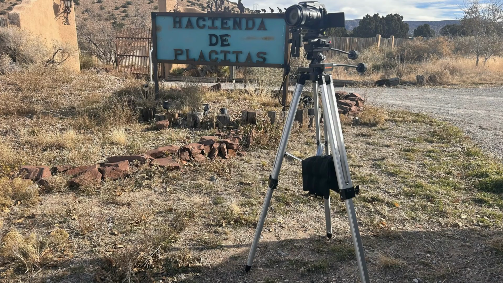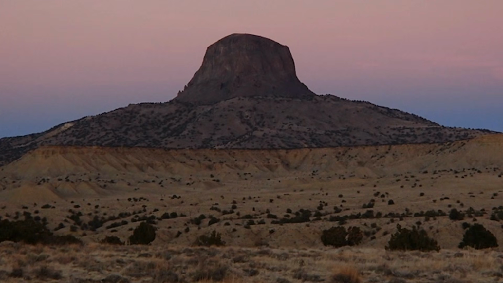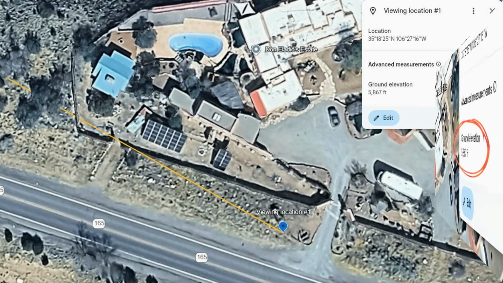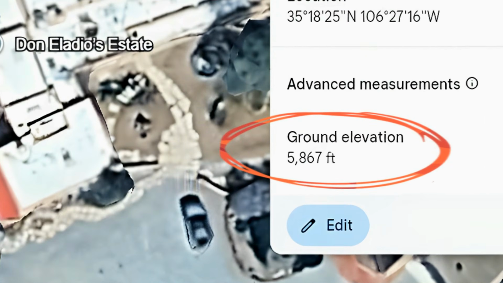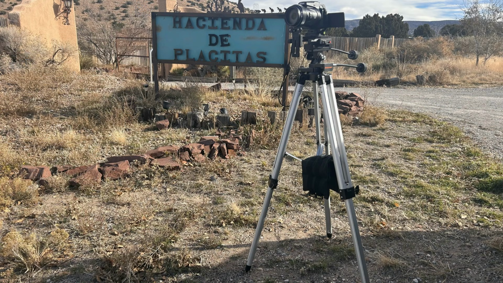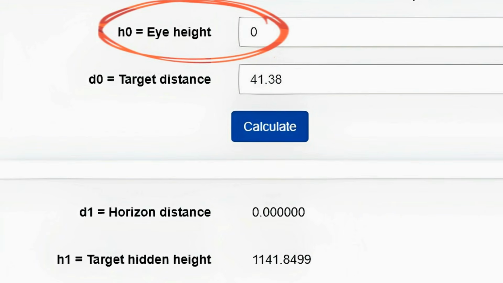This observation was conducted in Placitas, right down the street from the fire station. Zooming in on Cabezon Peak, which happens to look like a giant tree stump, but besides the point. The elevation of my first viewing location is 5,867 feet. The bottom of Cabezon Peak has an average elevation of 6,400 feet. Adding 5 feet for my tripod and camera, I'm still 528 feet below the average elevation of the base of Cabezon Peak, so there's no need to account for eye height in the Earth Curve calculator.